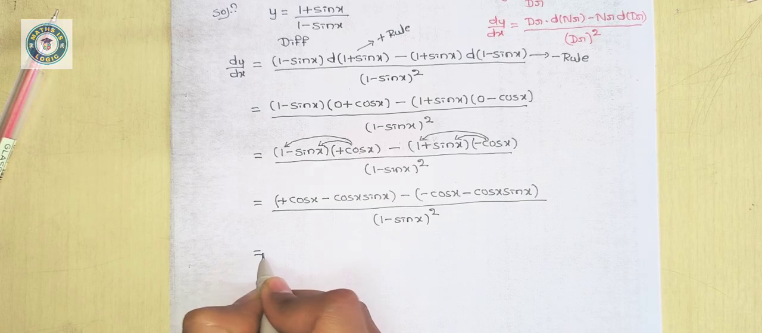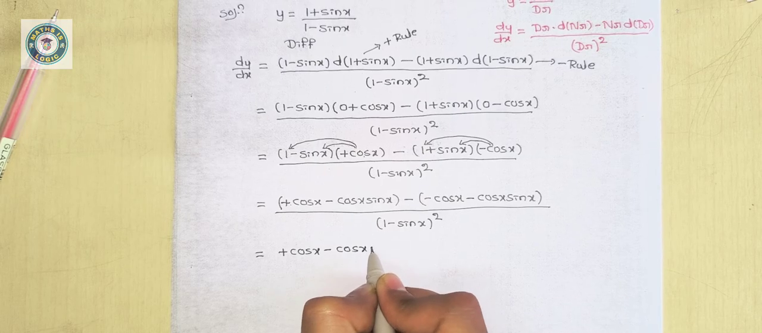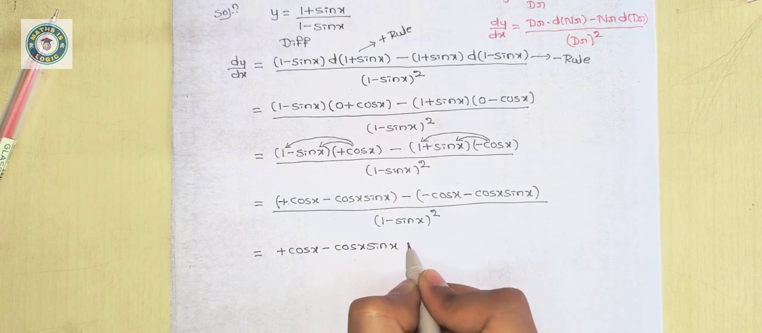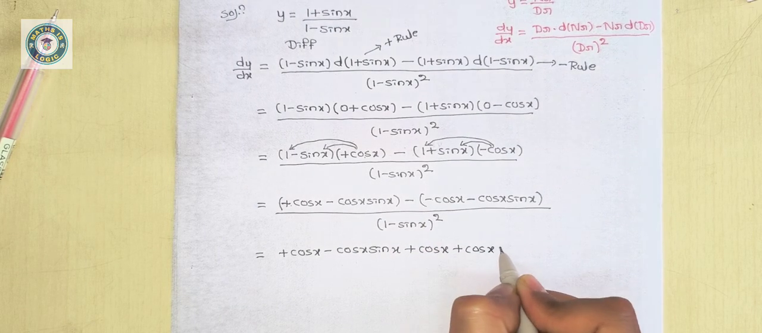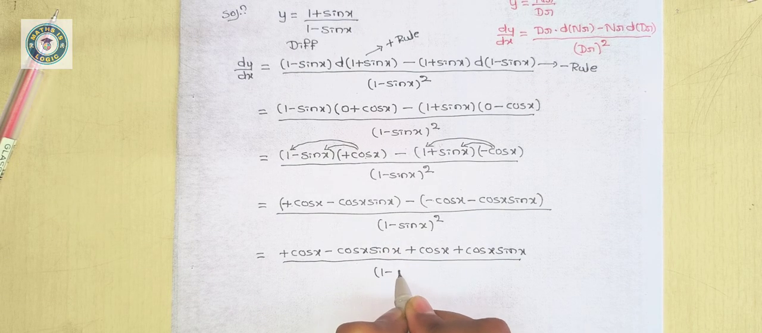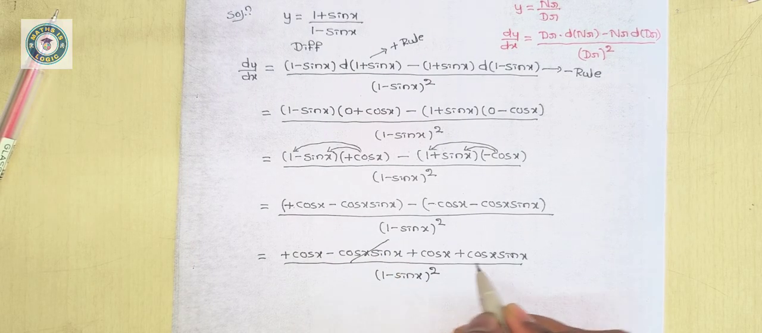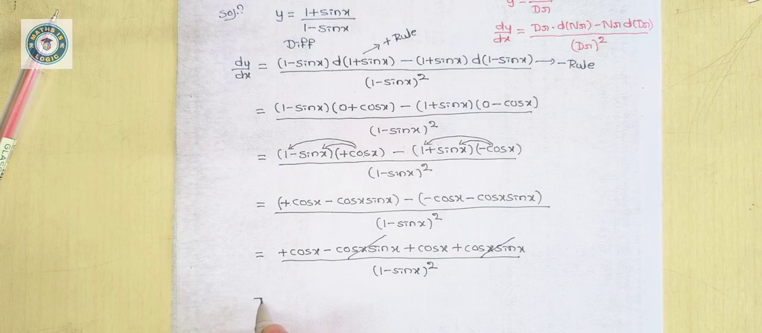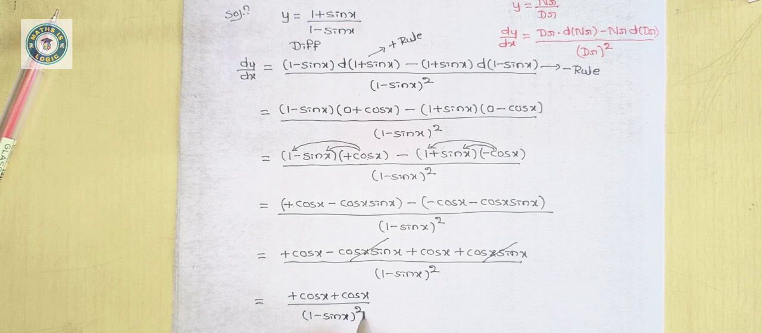Next open the bracket, which is equals to plus cos x minus cos x sin x, minus into minus is plus cos x, minus into minus is plus cos x sin x, divided by again (1 minus sin x) whole square, keep it as it is. That time minus cos x sin x plus cos x sin x get cancelled, so what is the remaining value here? Plus cos x. Here the remaining value is plus cos x divided by (1 minus sin x) whole square, keep it as it is.